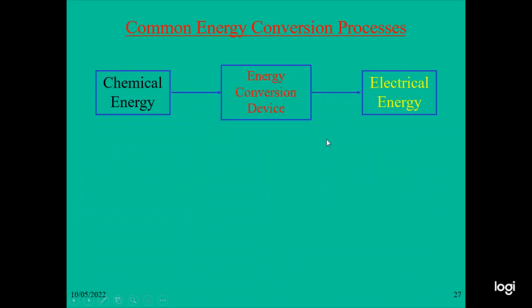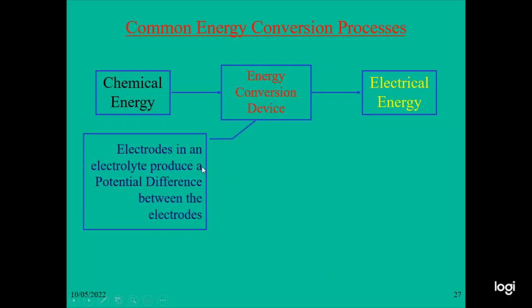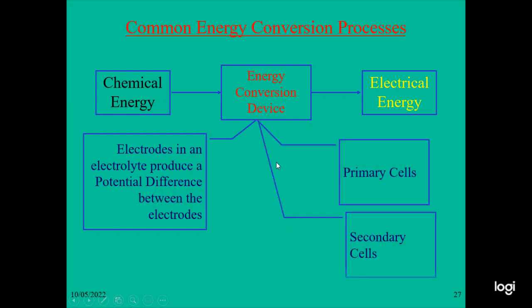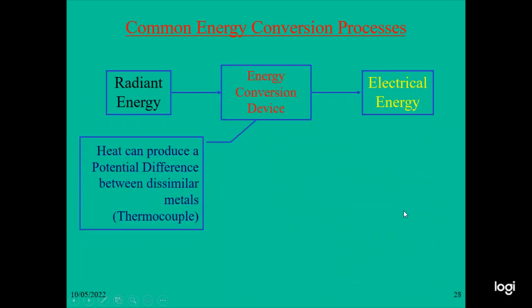Now we're talking about the chemical energy conversion process. Chemical energy is converted to electrical energy. We use electrodes in an electrolyte to produce a potential difference between the electrodes, which can be used as a primary cell or secondary cell. And then radiant energy conversion.